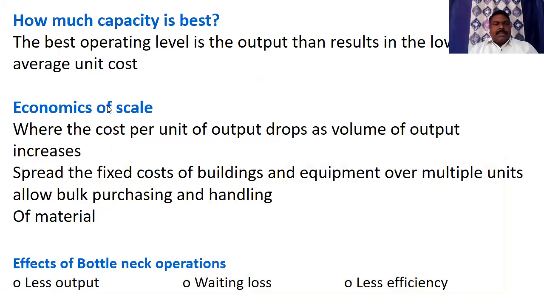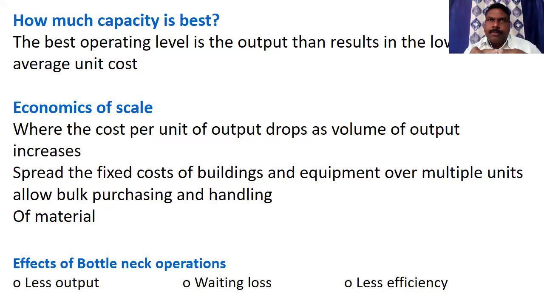Economies of scale. This is where the cost per unit of output drops as the volume of input increases. Spread the fixed costs, buildings and equipment, over multiple units, and allow bulk purchasing and handling of material. Here, economies of scale means I have 100 rupees. Then how much do I have to spend? 20 rupees I have to save, 40 rupees for food, and the other 40 I have to break into some percentage for insurance, for health, and for luxury activities. So this is how economies of scale work.